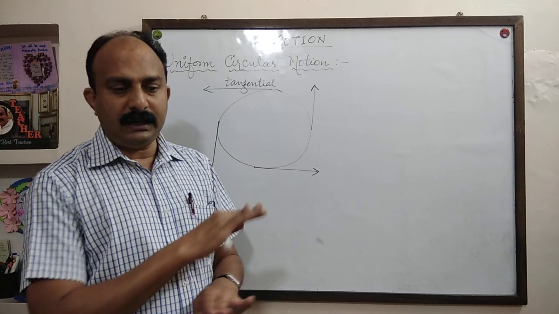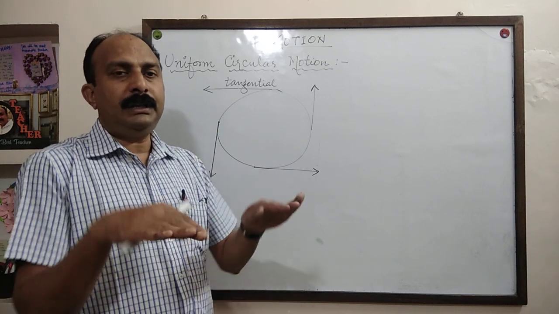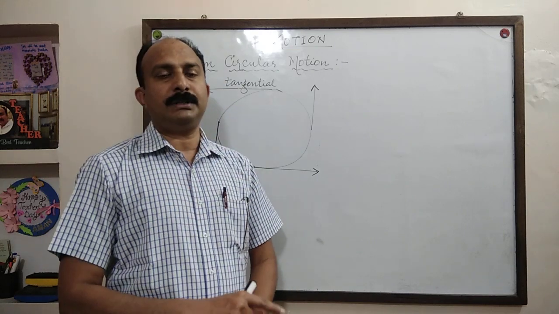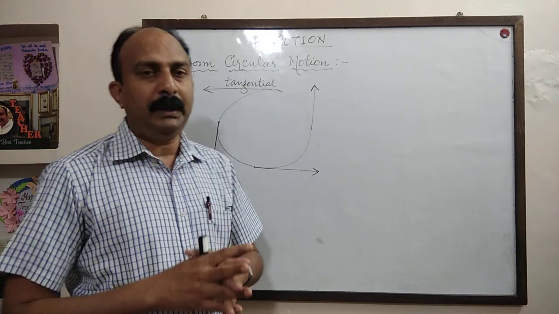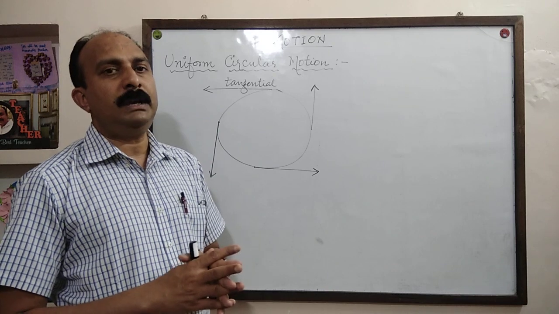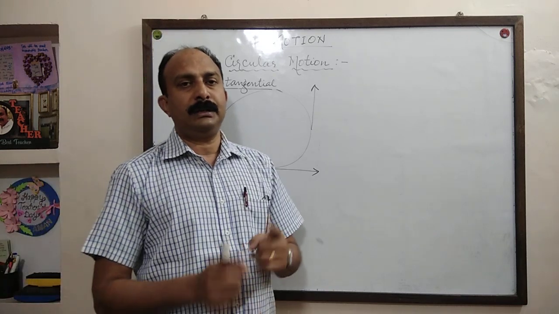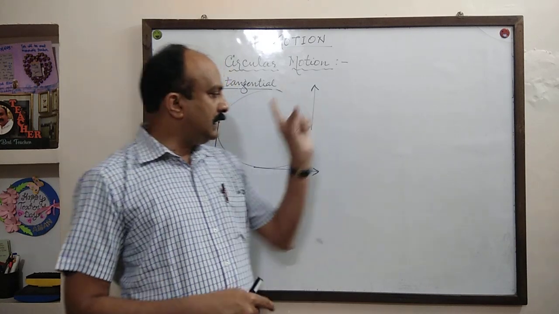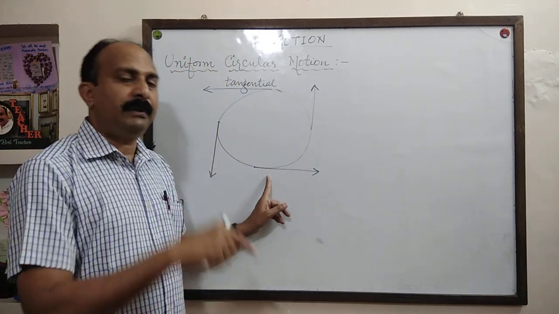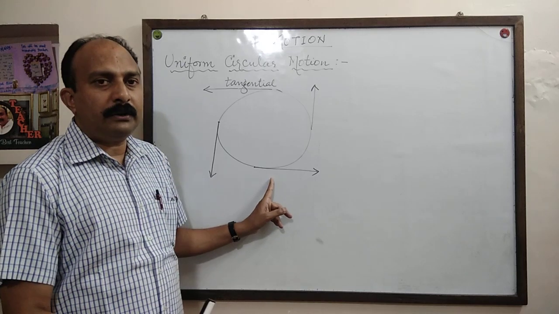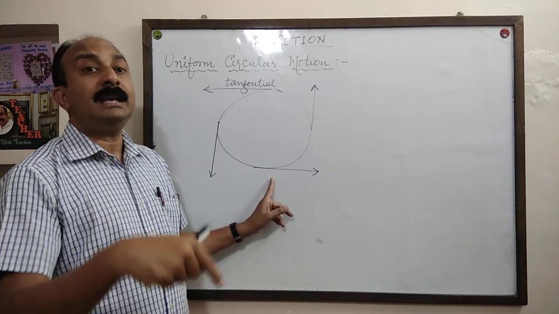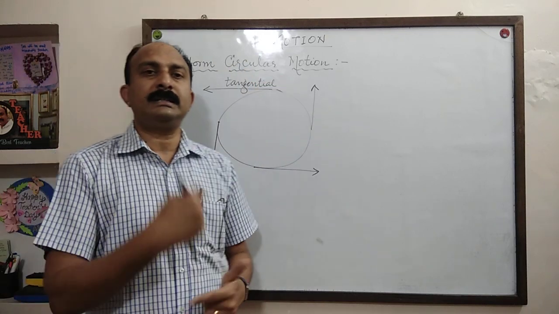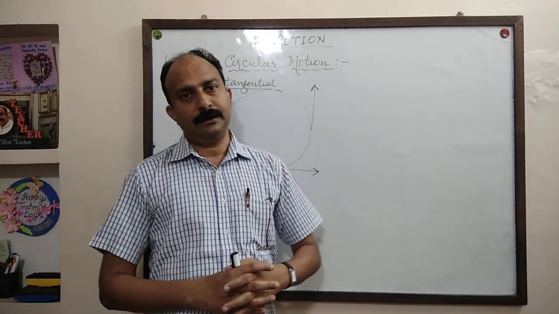Normally when bodies are in a linear path and the velocity increases, we say there is acceleration. But in uniform circular motion, even with constant speed, the motion is said to be accelerated for only one reason: change in direction. Change in direction causes change in velocity. Due to the change in velocity, we say it is accelerated motion. So uniform circular motion is also an example of accelerated motion.